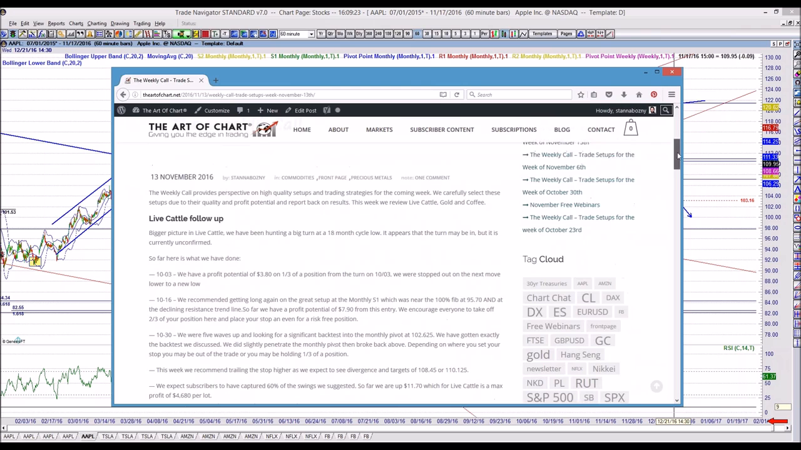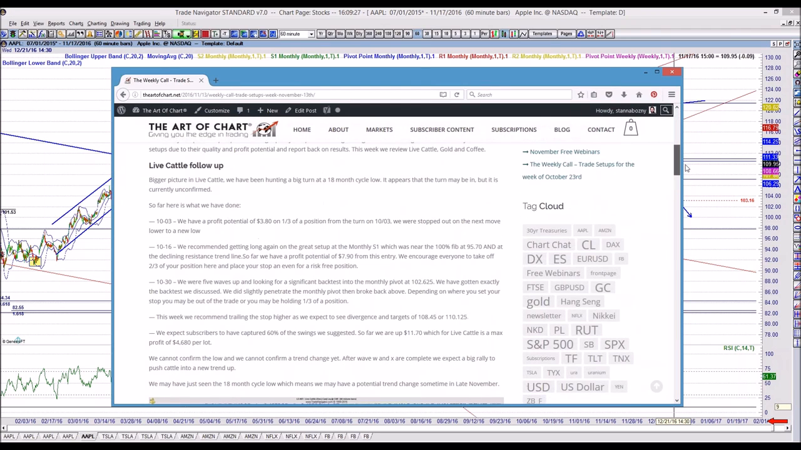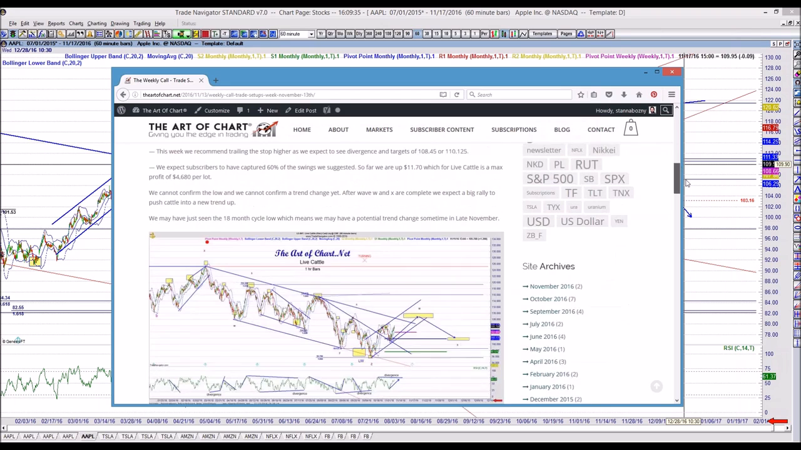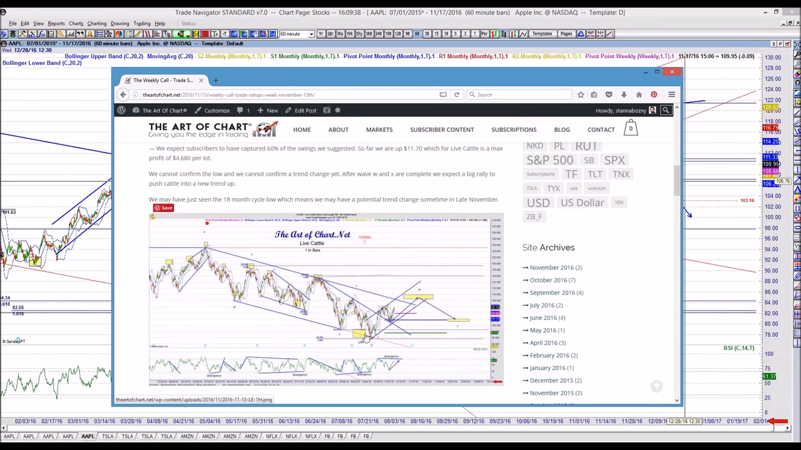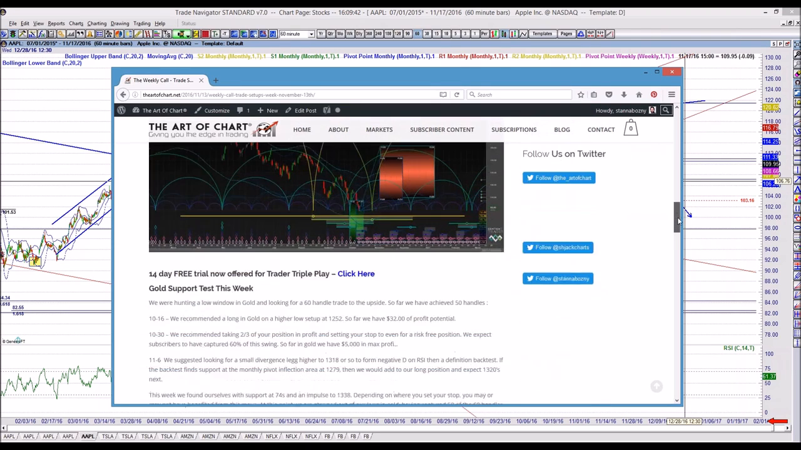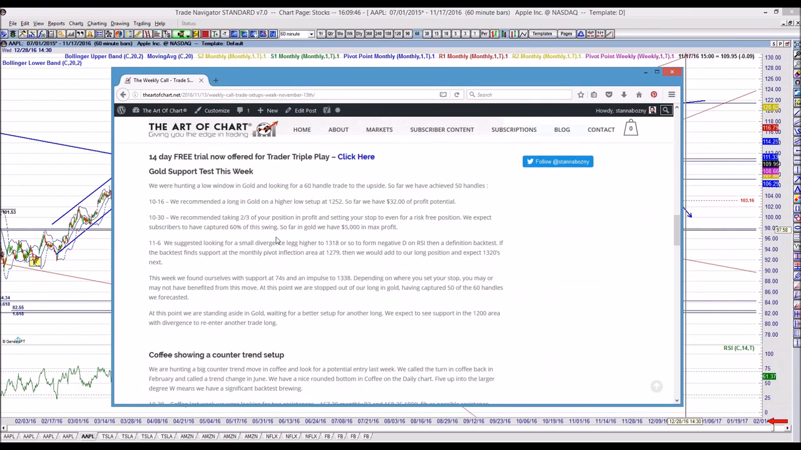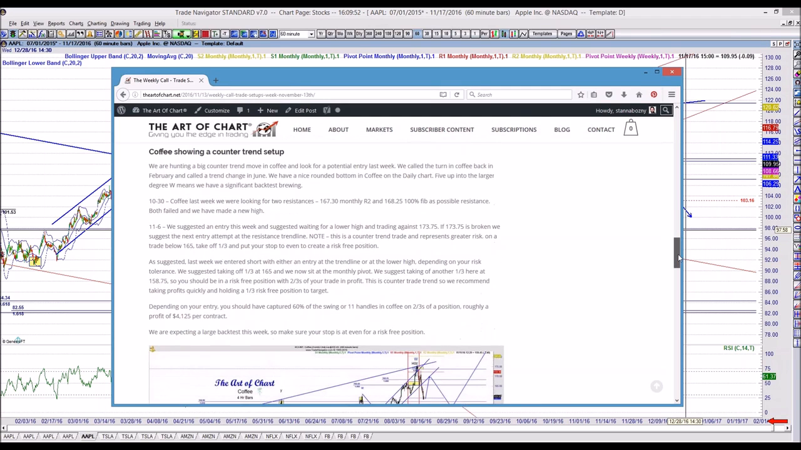So here on this page, every week, once a week, the weekly call, you'll see setups like the one on live cattle. We're up $11 on live cattle since the initial call. This is swing trading, not day trading, okay? I'm not going to give you a day trade here. So we called a big turn here in cattle, an 18-month low, and I think we're going to see a trend change, time-based analysis as well. And then gold, we made a call on gold. We estimated 60 handles. We captured 50. We're out of the gold trade at this point, looking for the next setup.